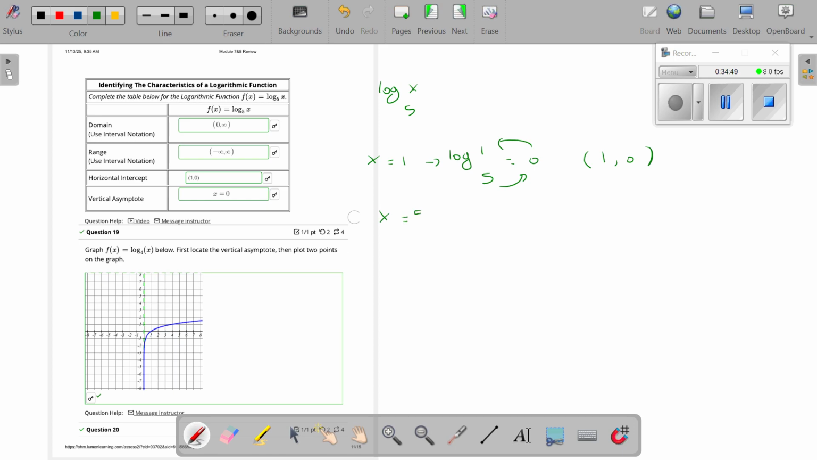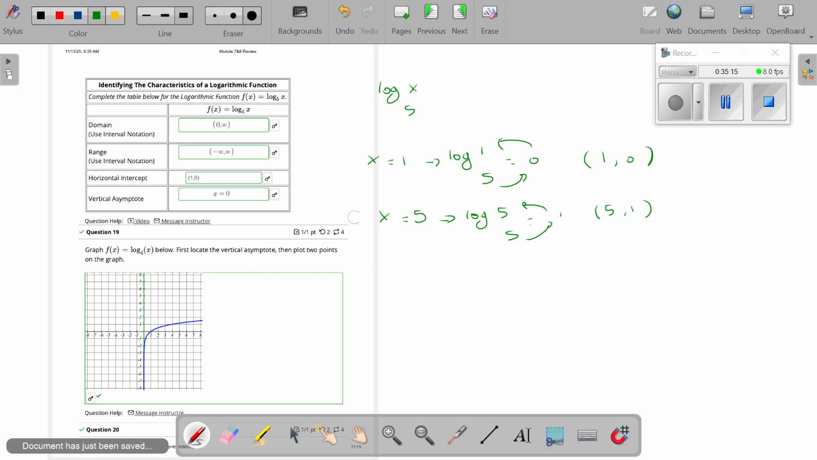Then what if I set the x equal to 5? I will have log of 5 base 5, and 5 to the power 1 is equal to 5. So the other point is 5 and 1. These two are the two main points of any log function. So you always set the x equal to 1 and then set the x equal to the base. So it's going to give you two solid points of the function.